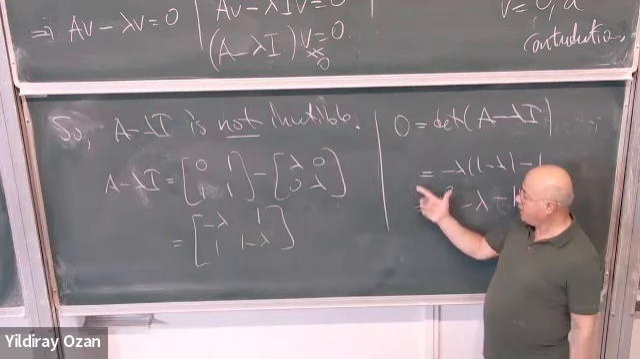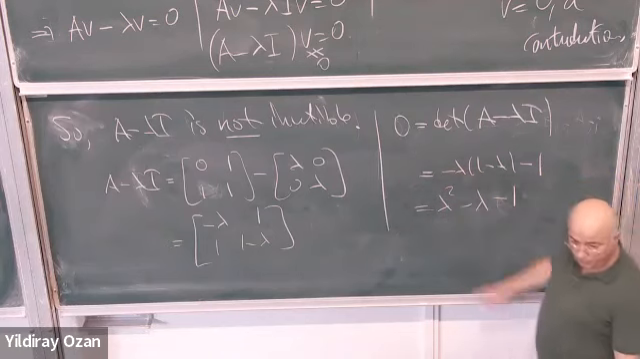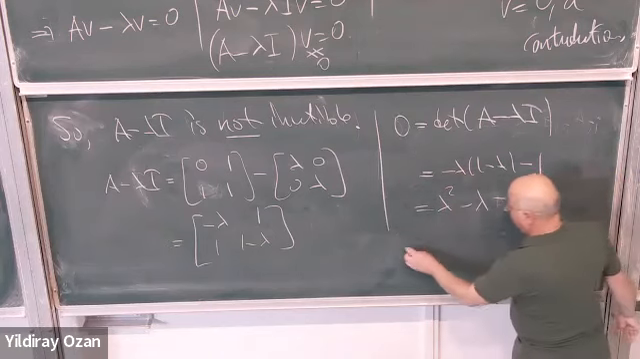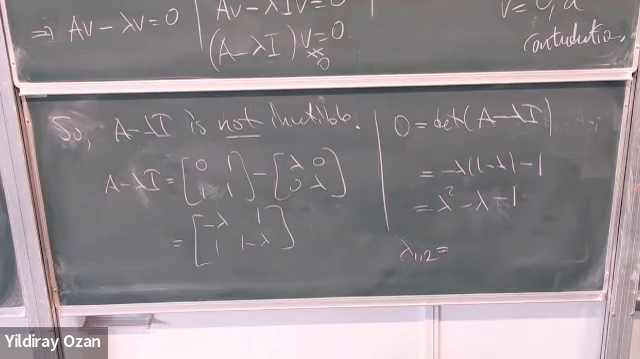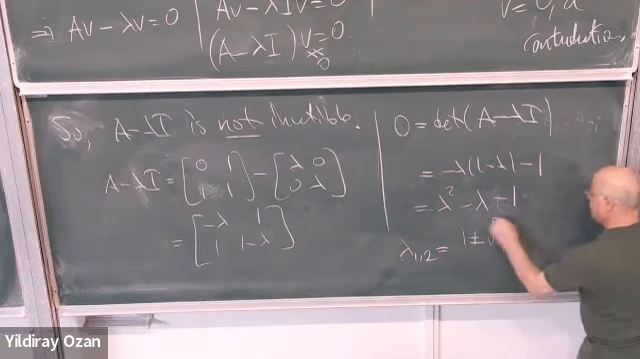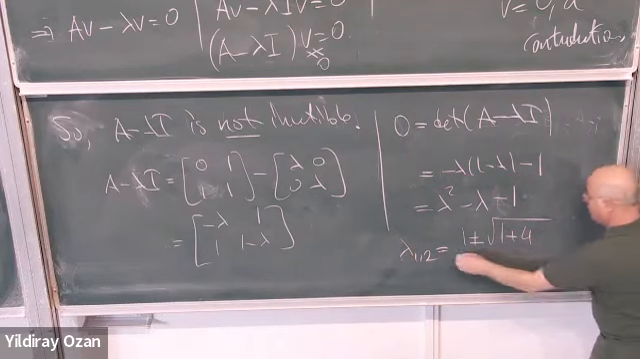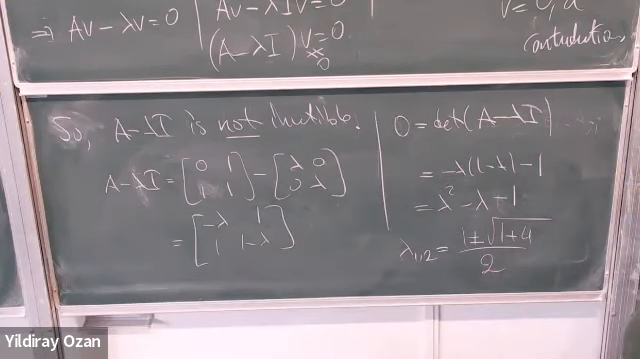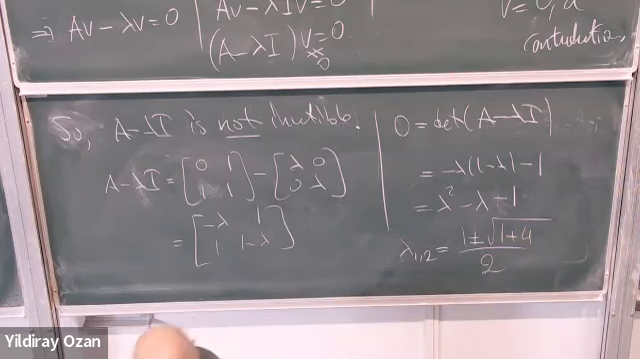So we obtain an equation for the eigenvalues of this operator, right? This polynomial must be 0. Well, you know how to solve this, right? Even ancient Greeks knew that. So it is just 1 plus minus square root of 1 plus 4 divided by 2. So we get 2 eigenvalues.